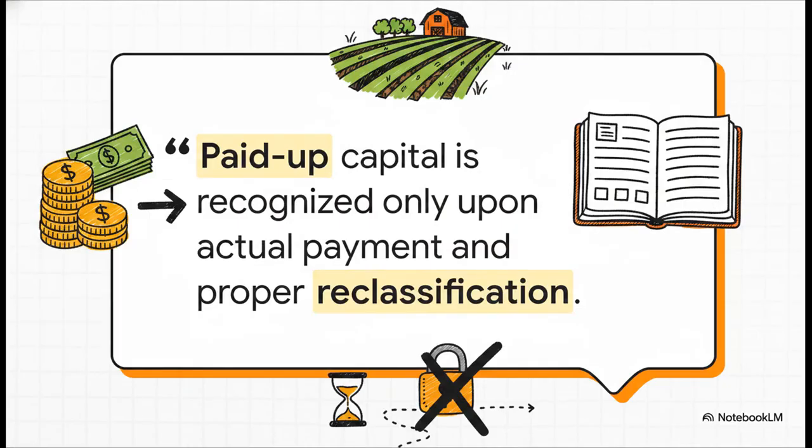So the absolutely crucial point here, the unbending rule from the CDA, is that paid-up capital is recognized only upon actual payment and proper reclassification. You literally cannot shortcut this process. This strict separation is there to ensure the financial statements always accurately reflect what is merely a promise versus what is actually sitting in the bank.